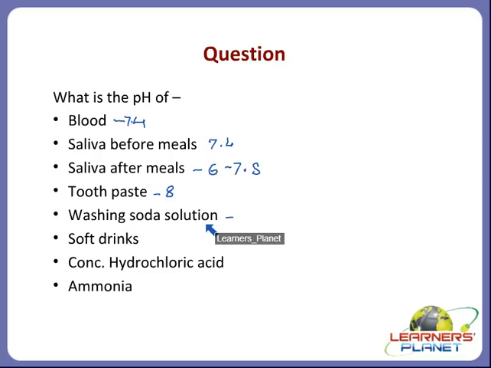Do you remember the formula of washing soda? What is it? It is Na2CO3. This is soda ash, which is anhydrous. Na2CO3.10H2O is washing soda, right? Now this washing soda when dissolved in water will give what?